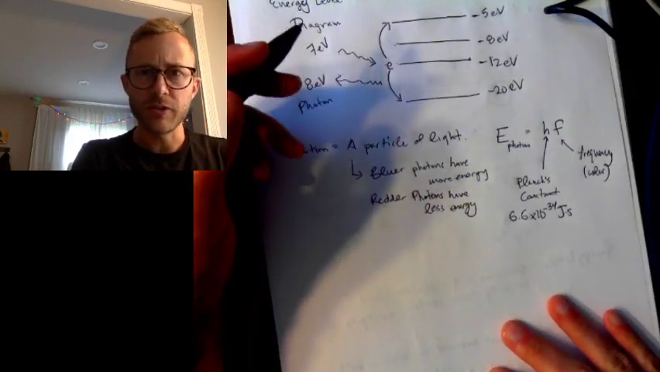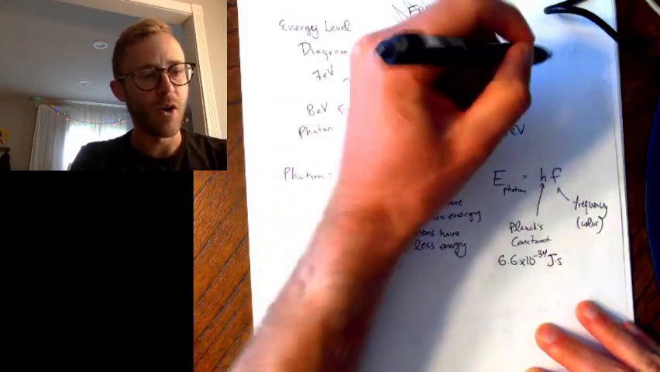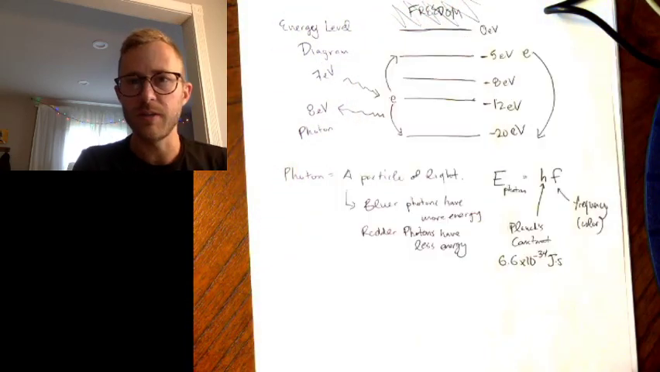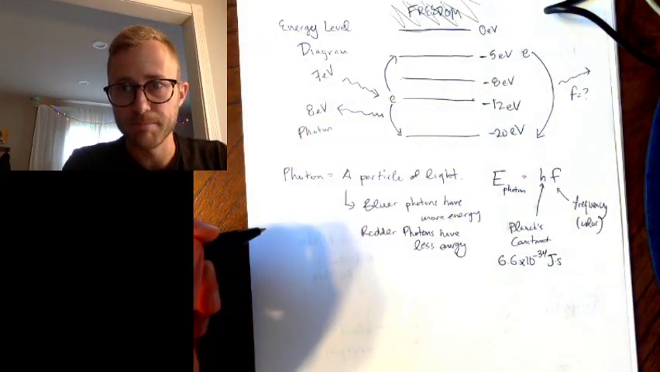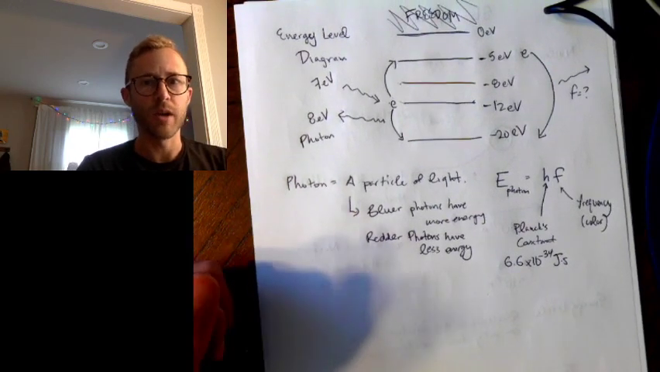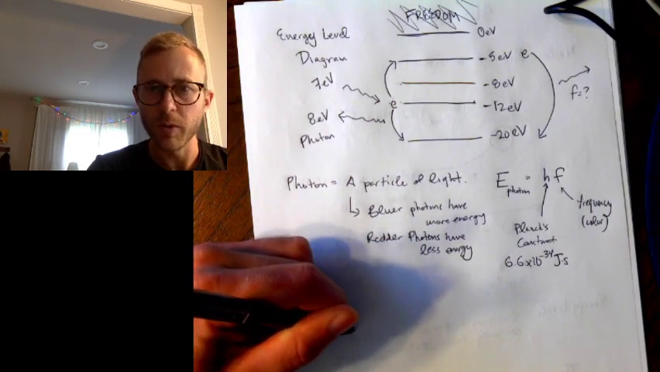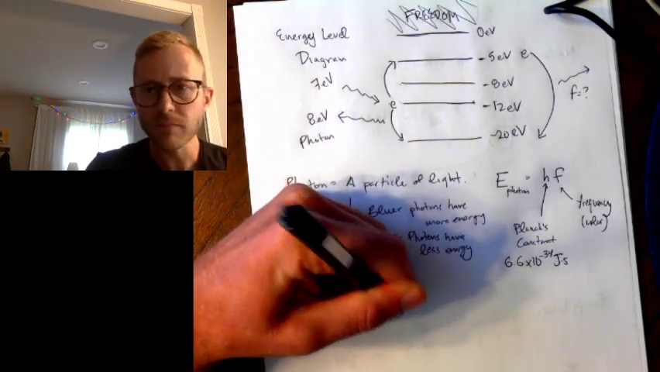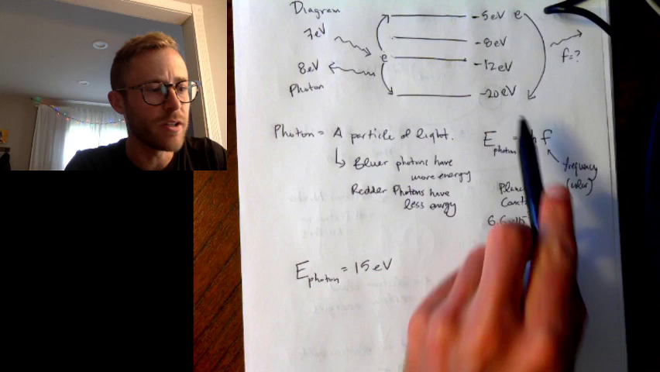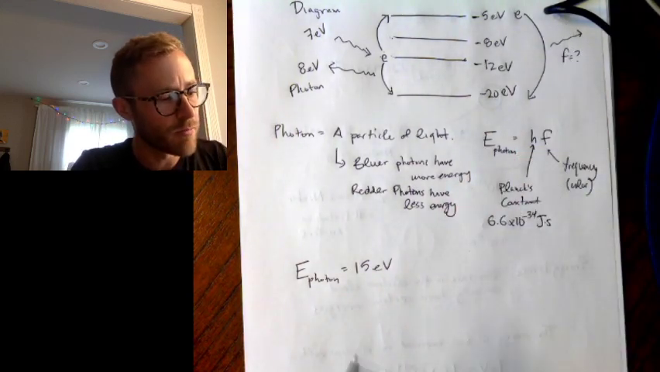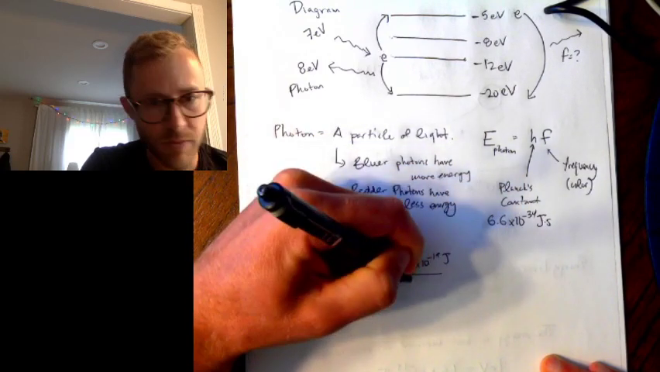So let's suppose that I have a minus 5 eV electron, and it falls all the way down here to the minus 20 eV energy level. And I wanted to know, what is the frequency of the photon that was emitted? Okay. Well, basically the energy of that photon would be 15 eV, because the electron lost 15 eV to do this transition. So I'm going to convert that to joules. So 1.6 times 10 to the minus 19 joules is 1 eV.